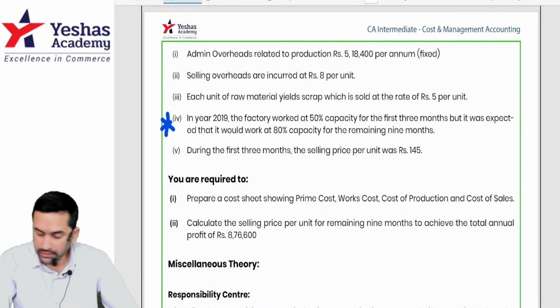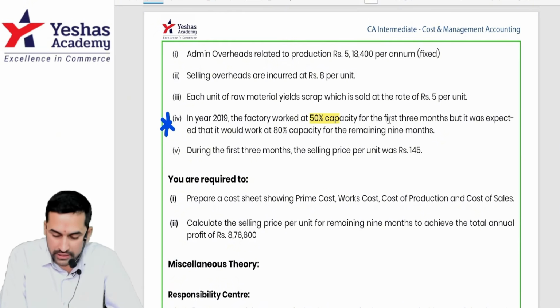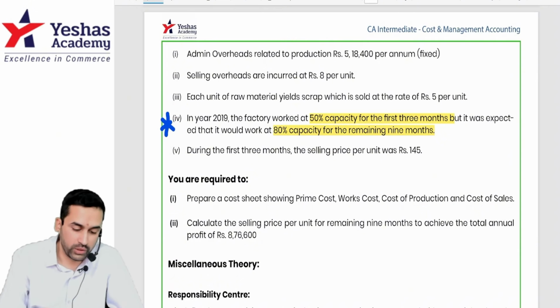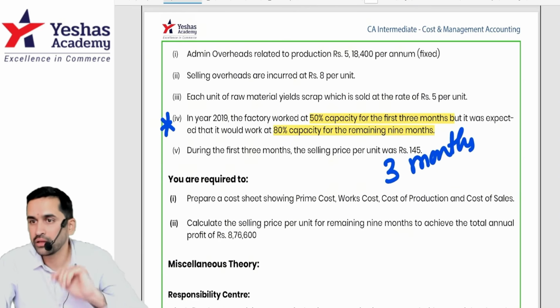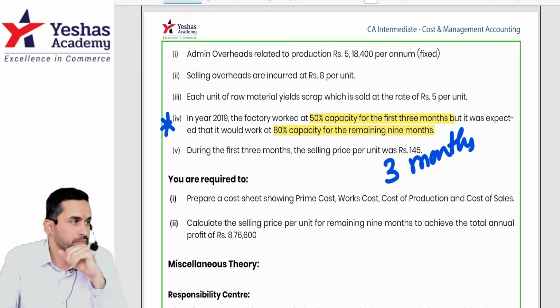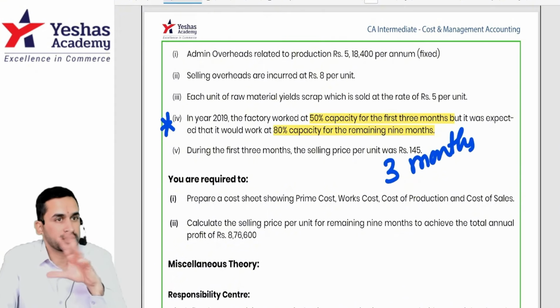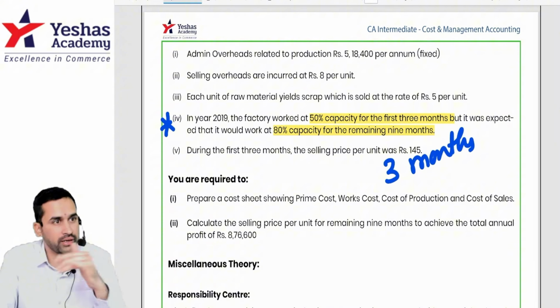In the year 2019, the factory worked at 50% capacity for first 3 months and 80% capacity for balance. Okay, go very slow. I'm only discussing first 3 months in Calci. Go to the question, first line. How much is company's capacity? No, no. First paragraph, 36,000 units per annum. But here now they're talking about months. So first thing in Calci, 36,000 divided by 12.